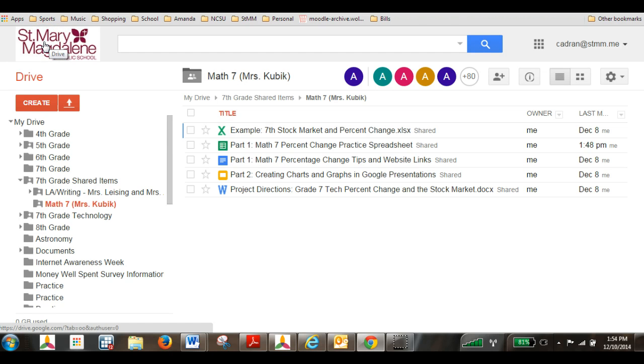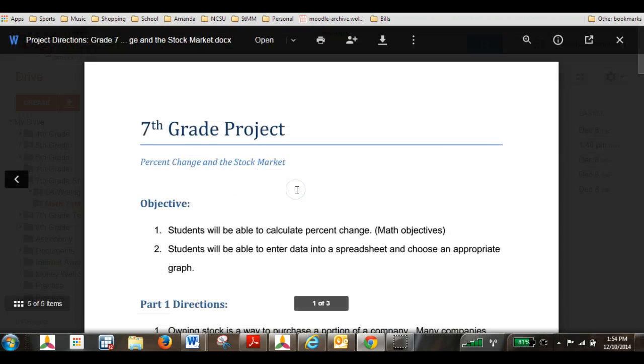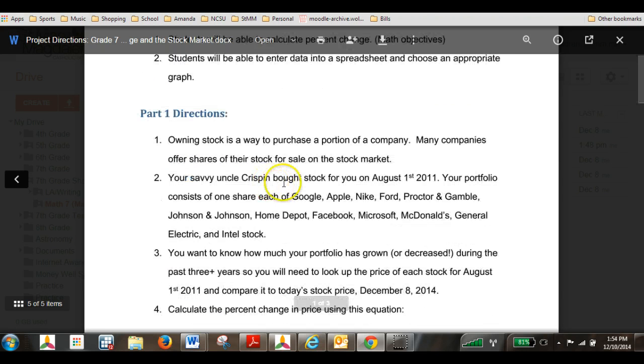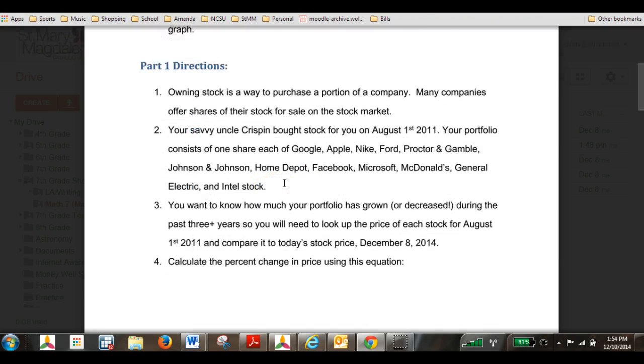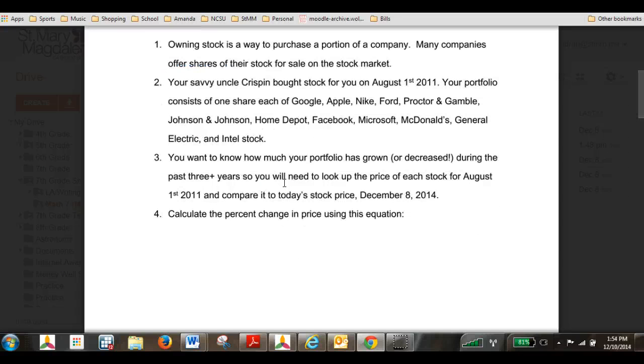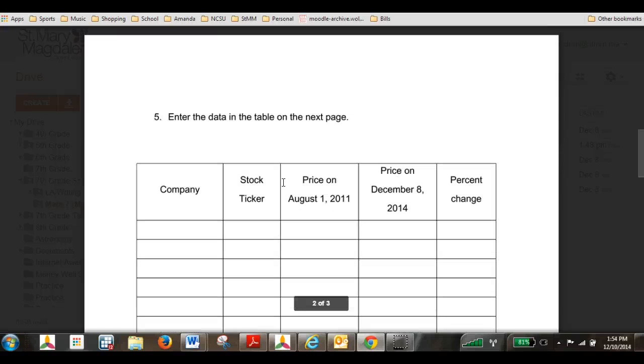In order to be successful with both parts of the project, it's important that you pay attention to your project directions. You've done most of part 1 in school. This was where you found the stock ticker and portfolio prices for August 1st, 2011 and December 8th, 2014. I'm going to focus this tutorial on the next part of this project, which would be calculating the percent change.